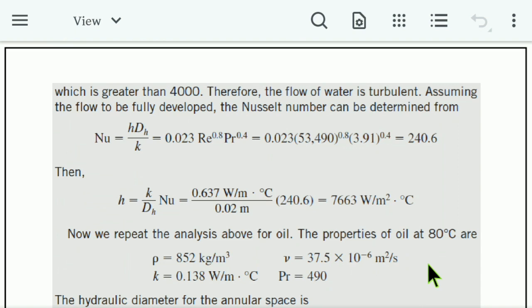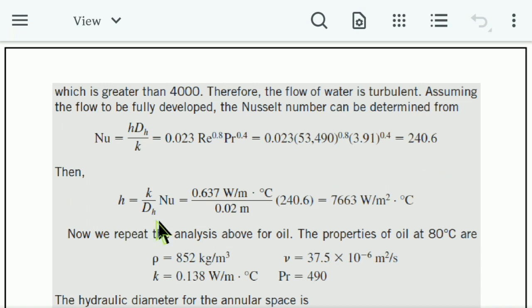Assuming the flow to be fully developed, the Nusselt number can be determined from this equation. Nu is equal to H dH divided by K, that is equal to 0.023 Reynolds number power 0.8, Prandtl number power 0.4 for heating, is equal to 0.023 into Reynolds number 53,490 power 0.8, Prandtl number 3.91 power 0.4. So that means Nusselt number is 240.6.